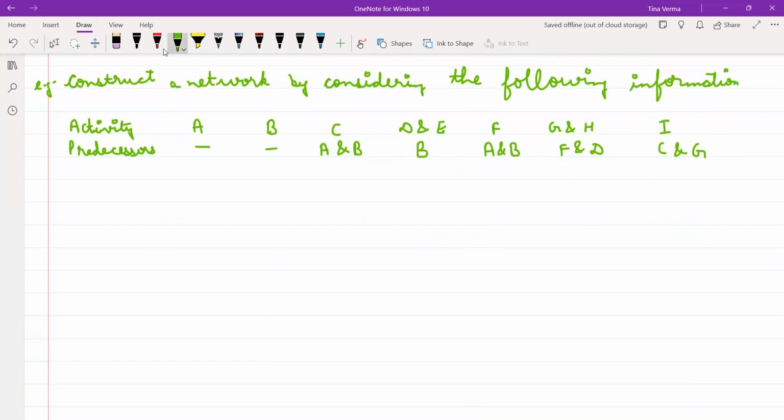So now to start activities A and B, you do not require any predecessor. So that means you can start from here. This is my activity A and this is my activity B. Is it clear? The starting node is unique, right?